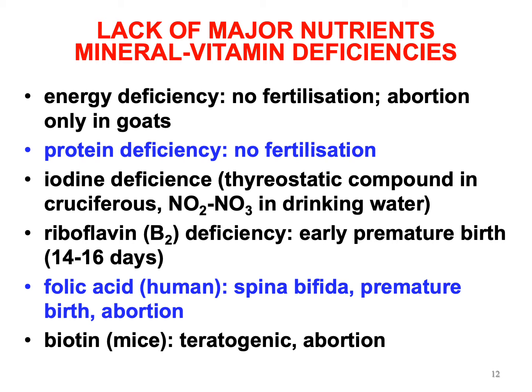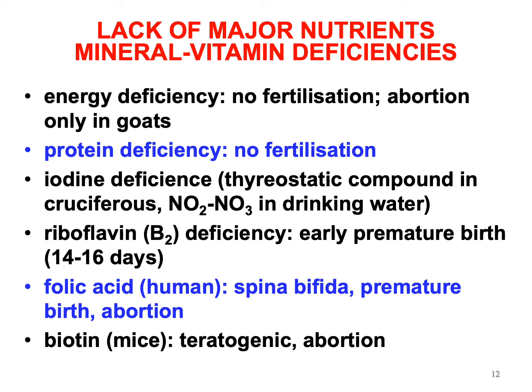From the minerals, many have been mentioned in relation to abortion, but a direct case report can be found only in case of iodine deficiency, with or without the common effect of thyreostatic compounds in cruciferous plants and/or nitrate in the drinking water. The iodine deficiency will decrease the intensity of the whole body's metabolism and finally will end in abortion.